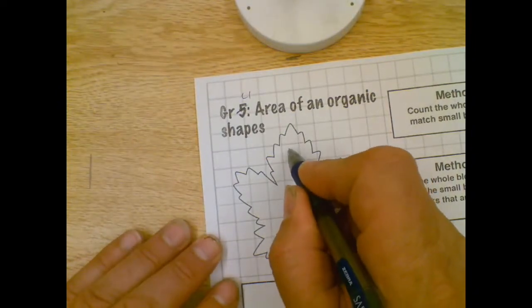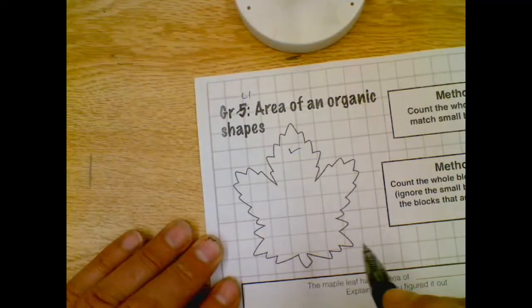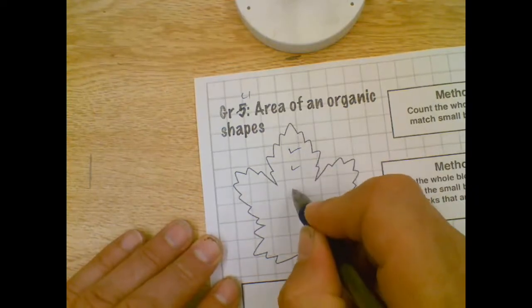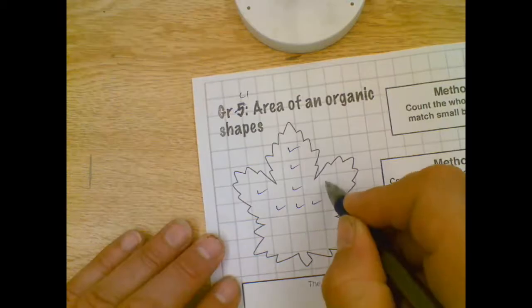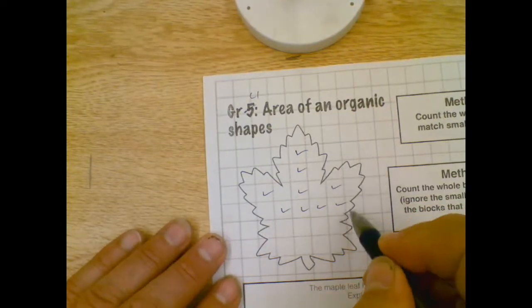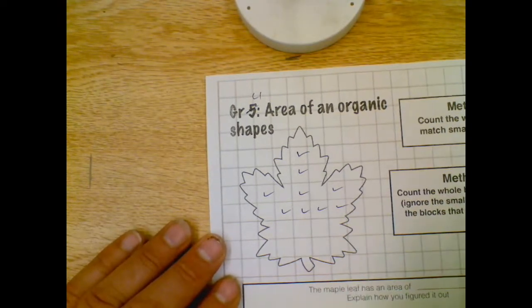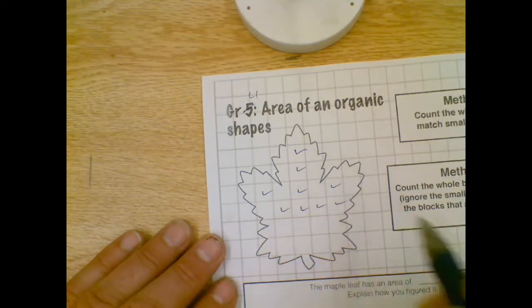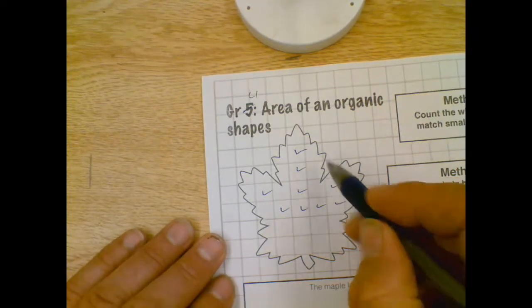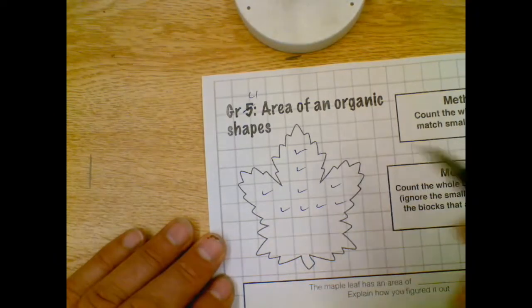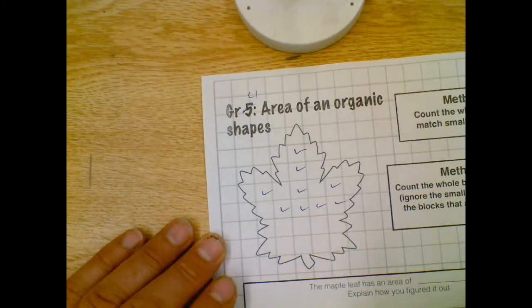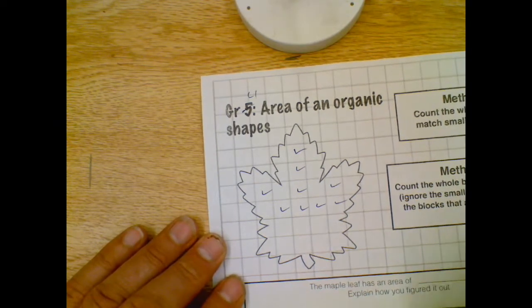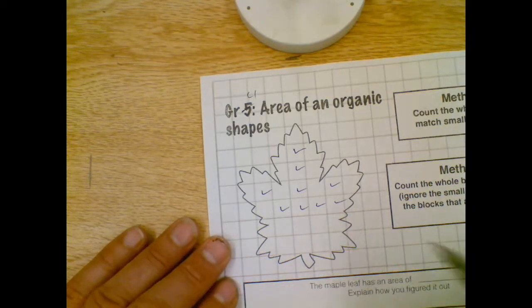Well, this is a whole shape, a whole square. So that's easy. That's a whole square. That's a whole square. The whole squares are easy to figure out. But what do you do about the small parts? There's a couple of methods you can do. You can find a small bit and match it to a big part. Every time you have a small piece that matches a big piece, that's a whole one.